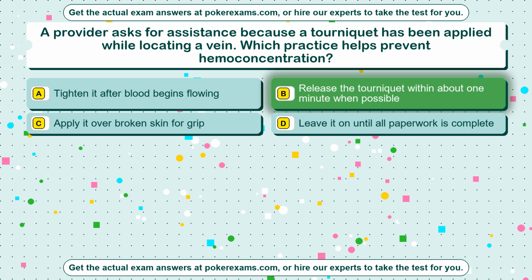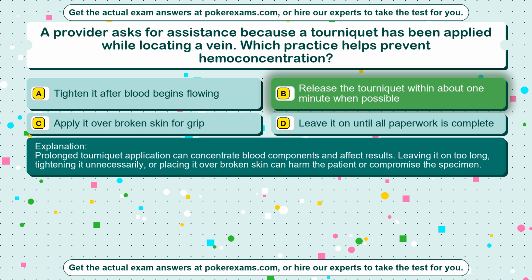The correct answer is option B. Release the tourniquet within about 1 minute when possible. Prolonged tourniquet application can concentrate blood components and affect results. Leaving it on too long, tightening it unnecessarily, or placing it over broken skin can harm the patient or compromise the specimen.